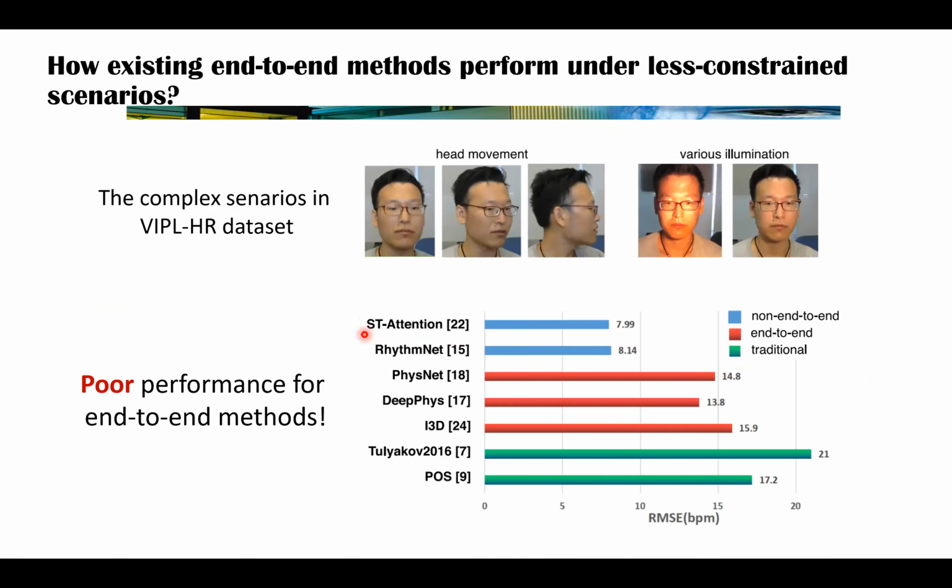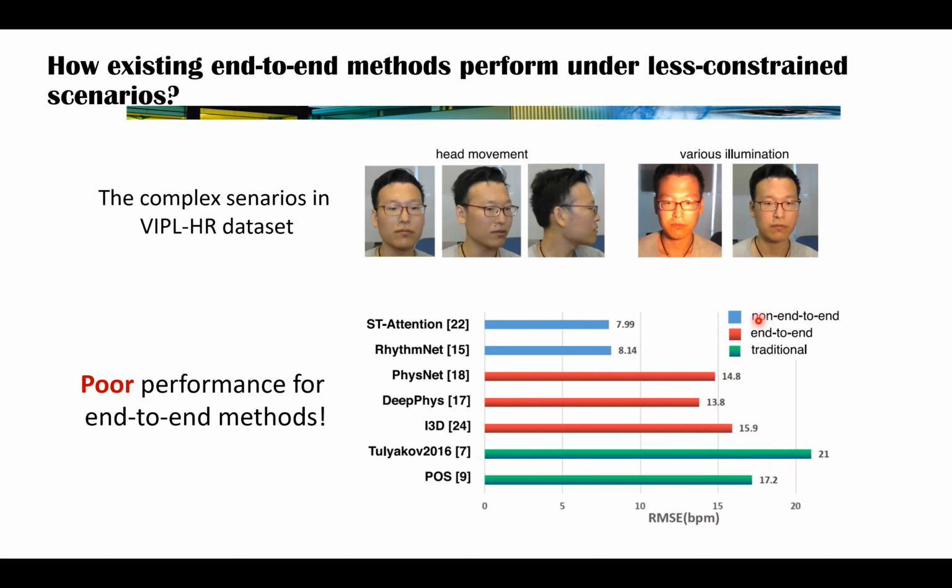So we did some experiments and found that existing end-to-end methods, for example PhysNet, DeepPhys and I3D, which are all very famous spatial-temporal networks in rPPG measurement, perform very poorly on the VIPL-HR dataset. Because in this dataset, we have serious head movement and different kinds of illumination. Compared with the traditional unsupervised methods, the end-to-end methods only outperform them by a very slight margin.